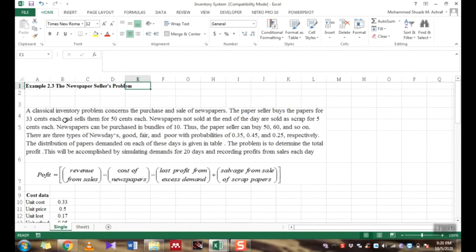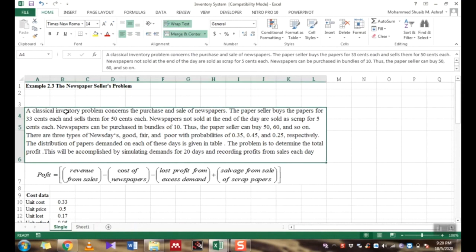So let us talk about what this problem is. This inventory problem concerns the purchase and sale of newspapers. The newspaper seller buys papers for 33 cents each and sells them for 50 cents each. Newspapers not sold at the end of the day are sold as scrap for 5 cents. Newspapers can be purchased in bundles of 10. The newspaper seller can buy 50, 60 and so on.